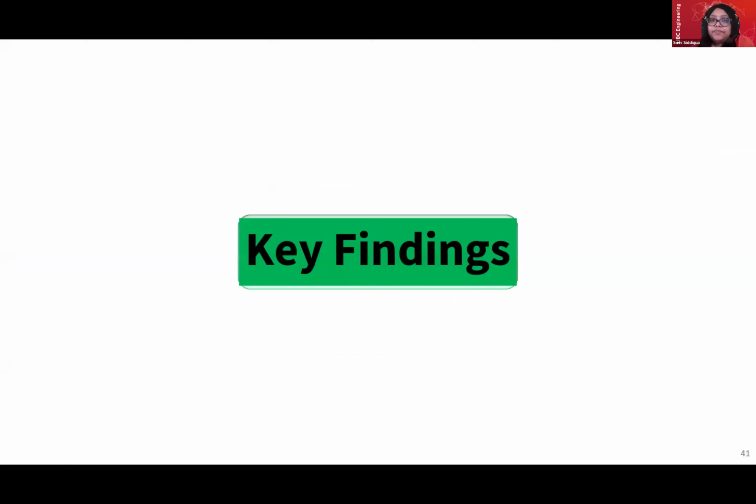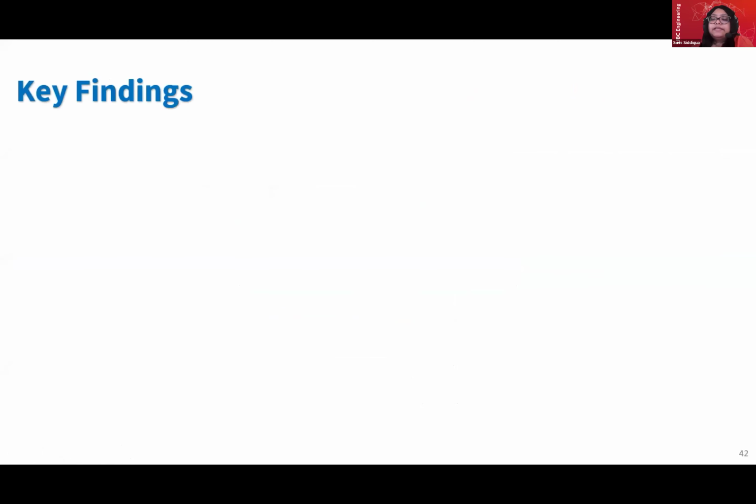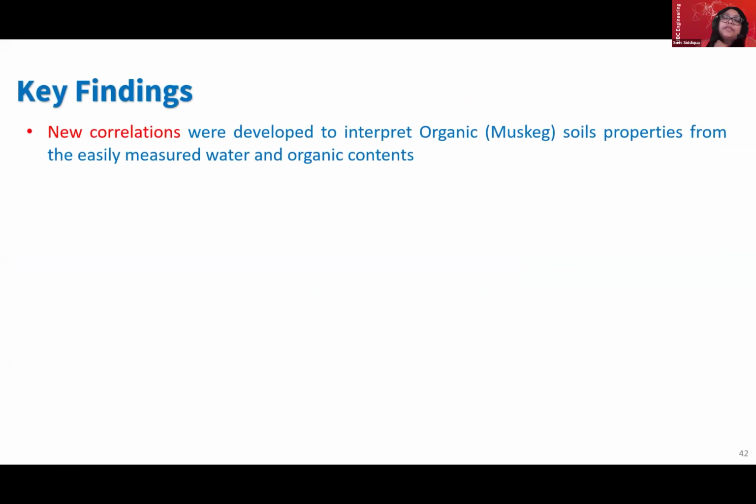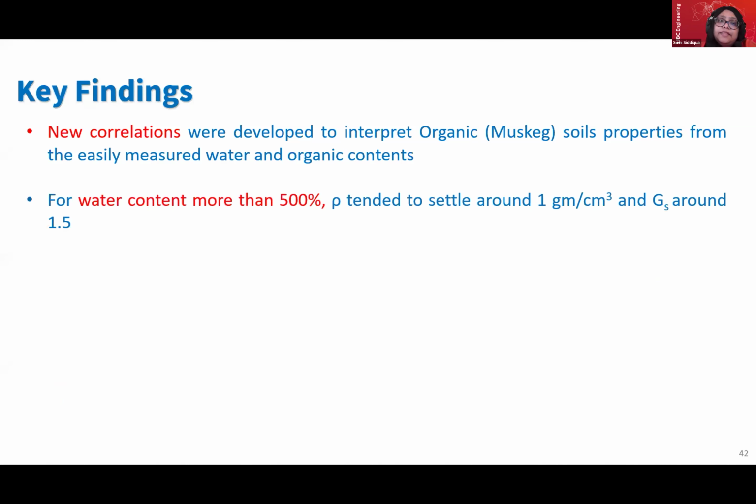It is not as significant as the previous ones, when we added bioslurry to the organic soil itself. If I just summarize the key findings of the work, we have developed new correlations for the mucky soil and organic soil based on water content and organic content, which are very significant correlations to be used by the industry. Then we also saw water content of more than 500%.